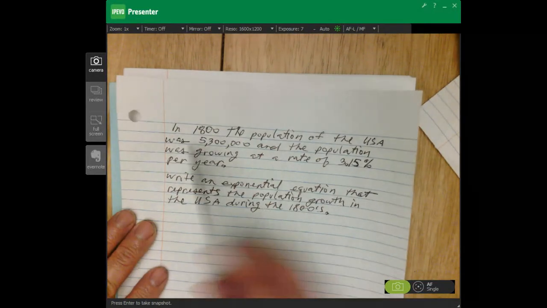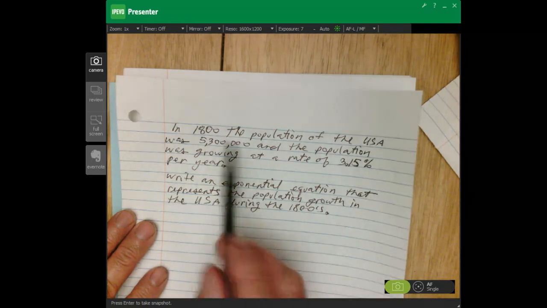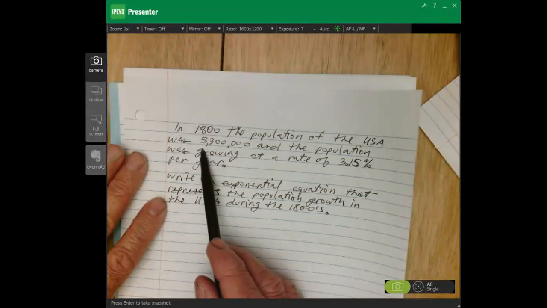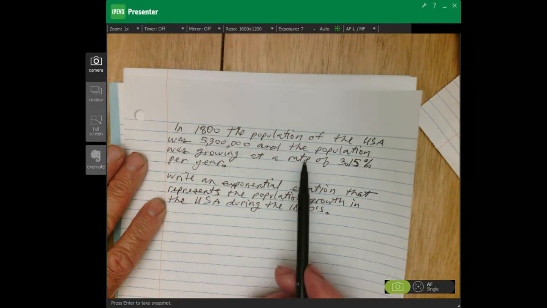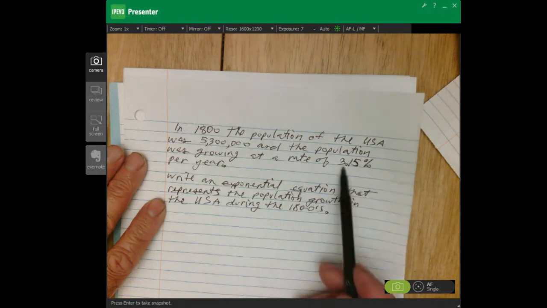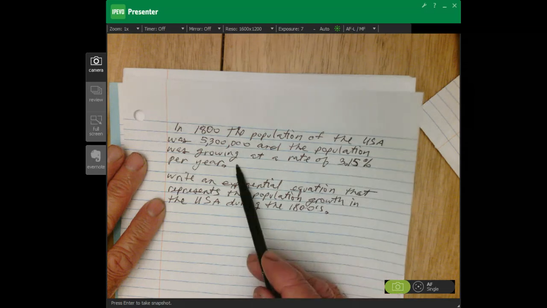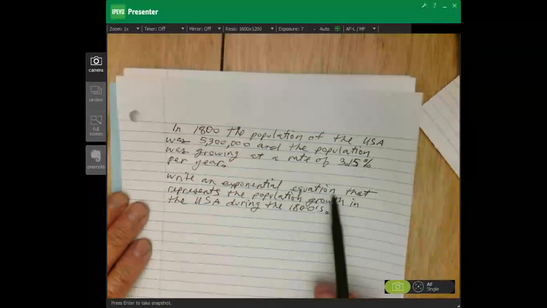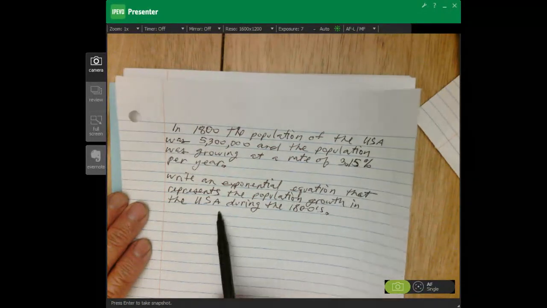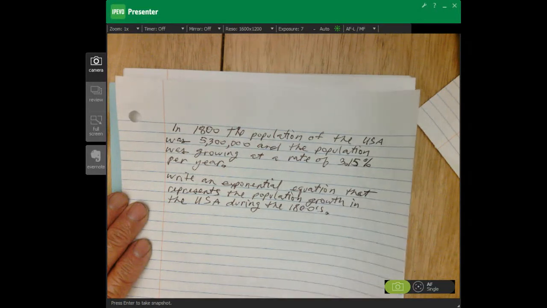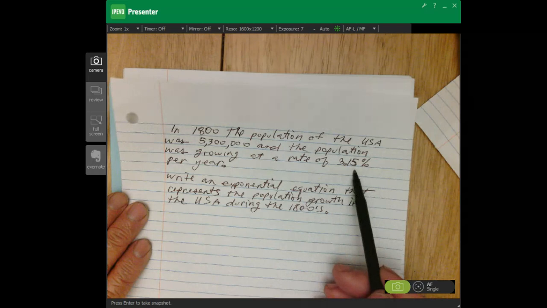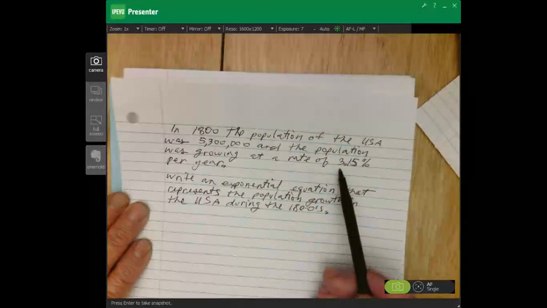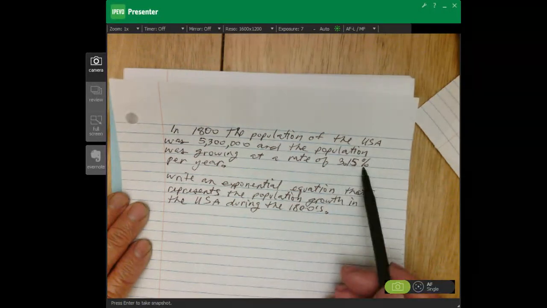First one, and these are both going to be real life examples. This happened. Okay, in 1800, the population of the United States was 5,300,000 people. And the population was growing at a rate of about 3.15% per year. So that's the annual growth rate. Now, you write an exponential equation that represents the population growth in the USA during the 1800s. It wasn't this rate the whole time, but for most of the 1800s up until 1870, so from 1800 to 1870, it was pretty close to that.